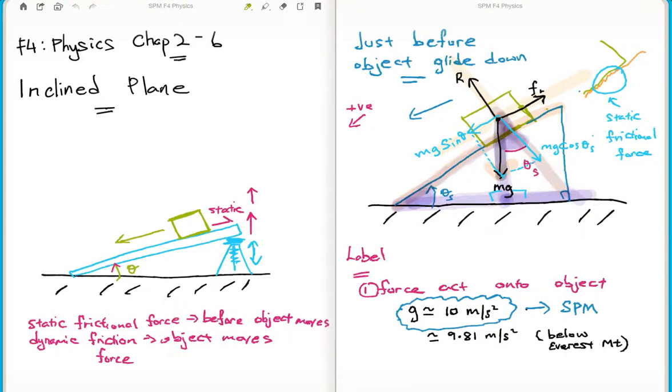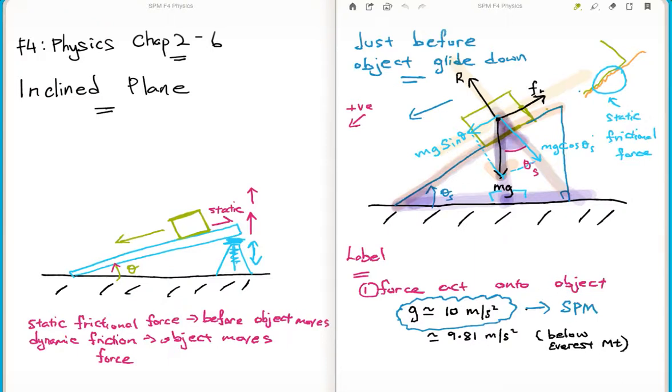The same is true: normal force is equivalent to mg cos theta. That's why this object doesn't go up or down. It doesn't fly up to the sky, but is about to glide down.